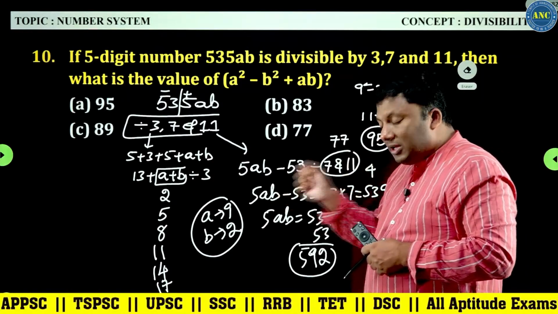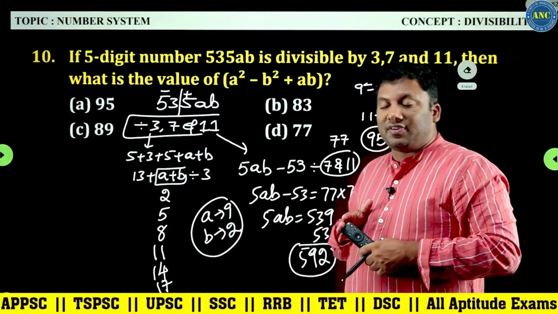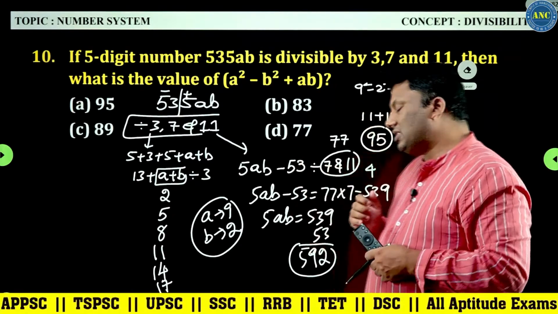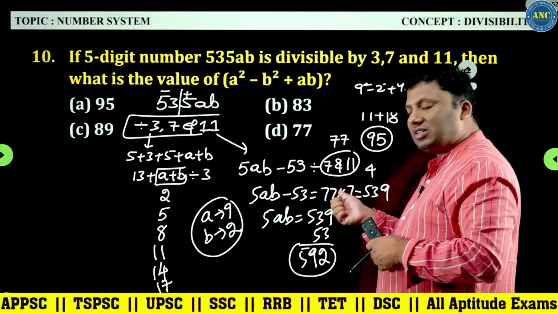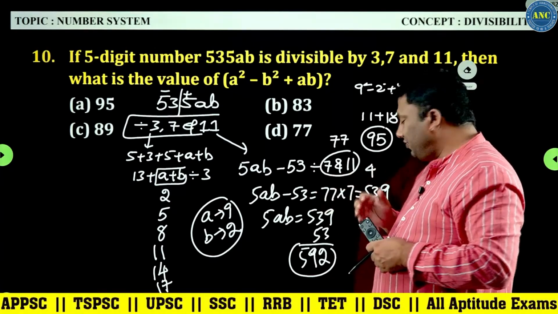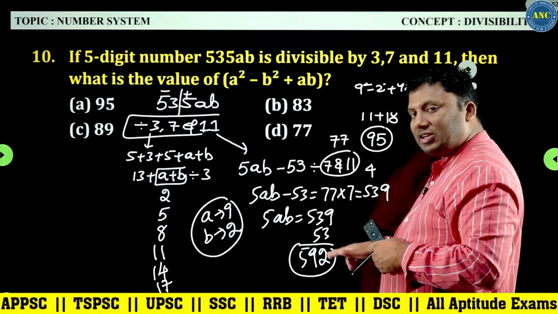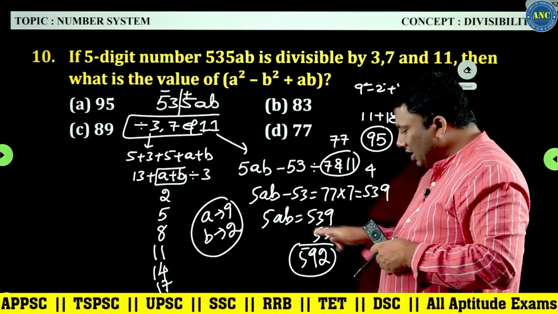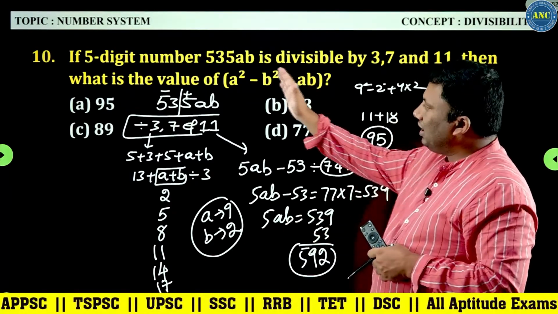In 5ab, the hundreds place is 5. What is the multiple of 77 close to 500? 77 sevens are 539. 539 plus 53 is 592. So a is 9 and b is 2.